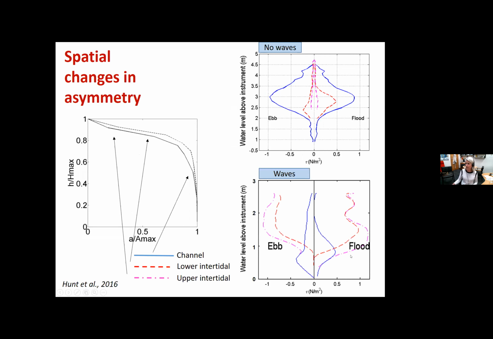And then if you look at the same transect, only with the effect of waves, you get a complete reversal, and you get the lower flows and lower shear stress on the lower intertidal and much higher shear stress on the upper intertidal. And so the waves cause scarring of sediment seawards, which a number of people have shown as well.